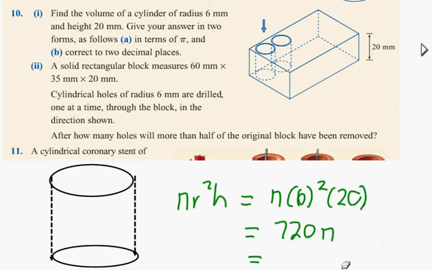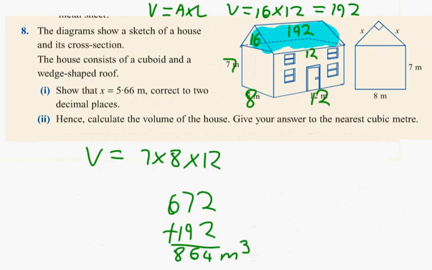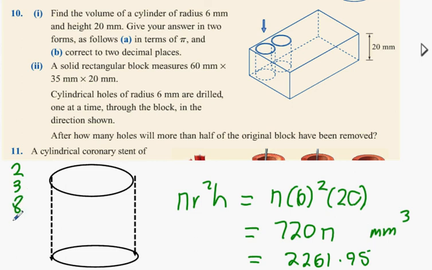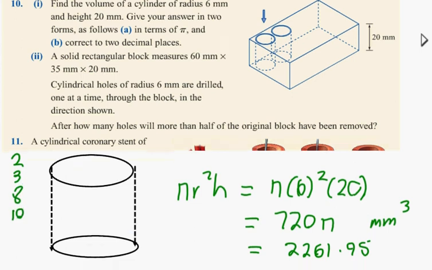And what is it in terms of 2 decimal places, no pi? Press the change button. 2261.95. Am I right saying I did 2, 3, 8, and now I'm doing 10? Alright, just keep an eye on that.